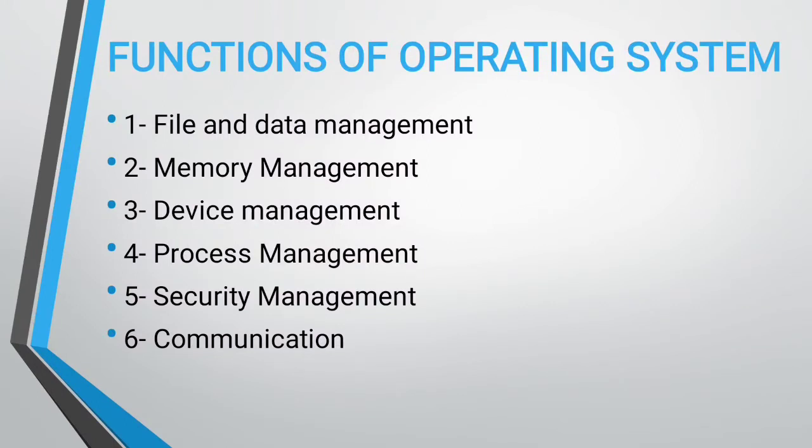Next is communication. An operating system acts as a communication bridge between the user and computer hardware. Means an operating system provides an interface in which a user can give instruction to the operating system and operating system gives output to the user.